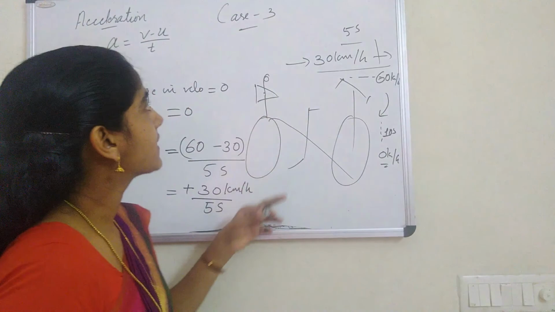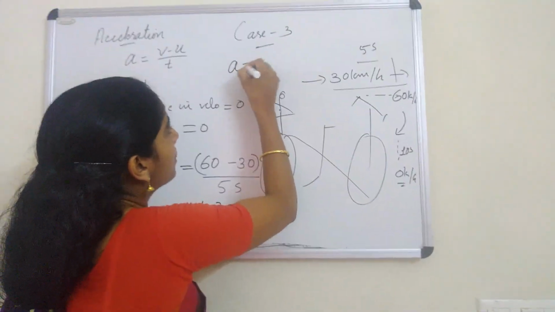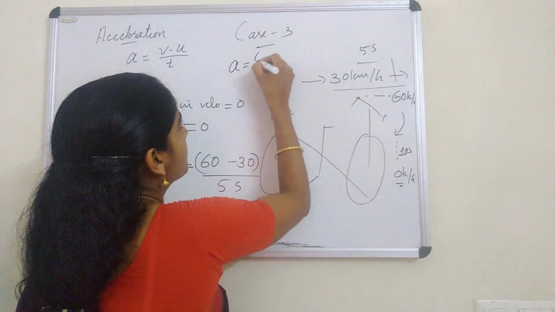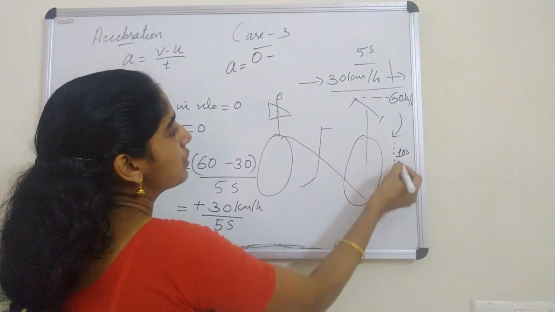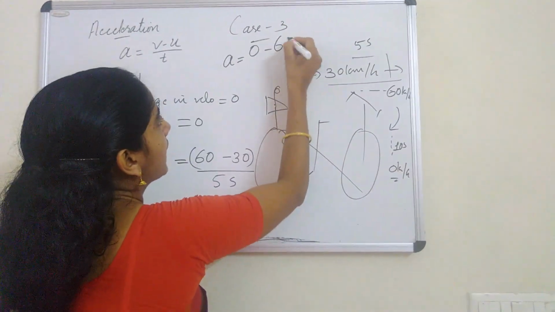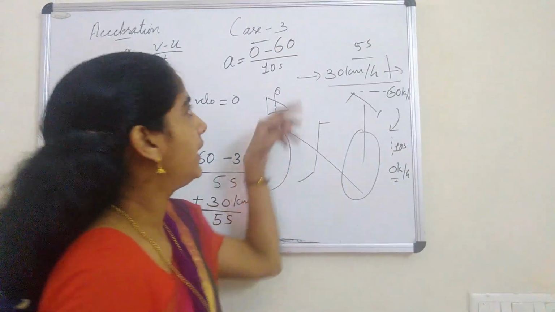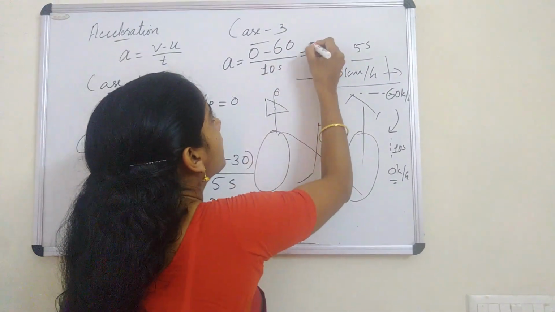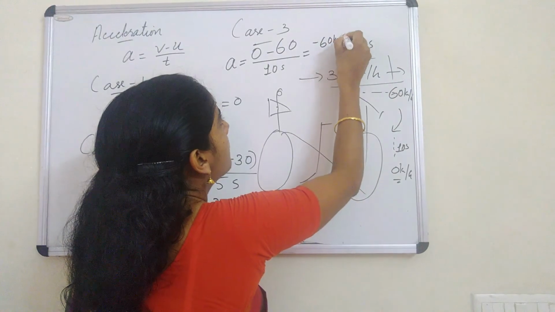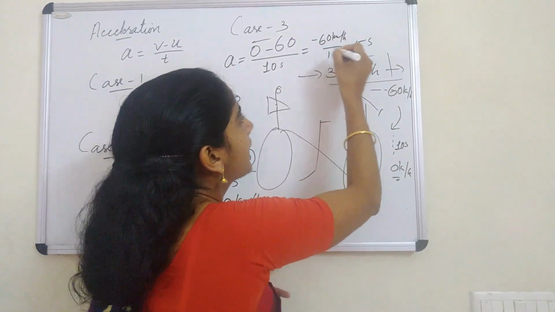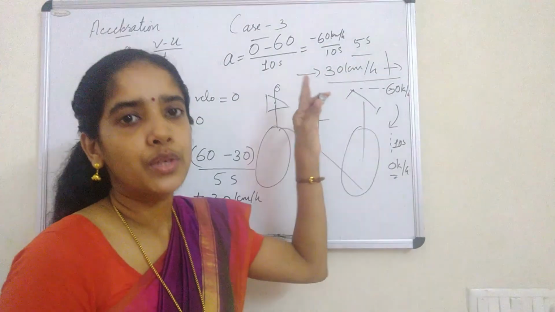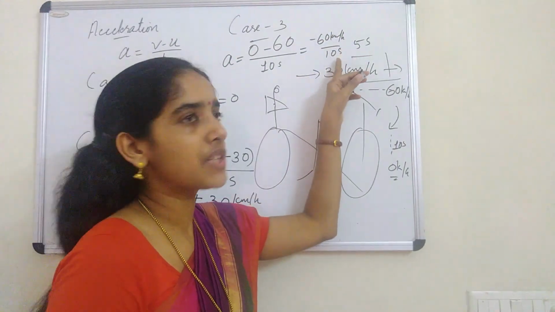Again, let's calculate the acceleration. So how does it come? a is equal to final velocity 0 minus initial velocity, it was 60 km per hour, by time taken 10 seconds. So here, what comes? In the numerator, it comes minus 60 km per hour and the denominator is 10 seconds. Okay. Now here our concern is only the sign, and this conversion we will study in the numerical.